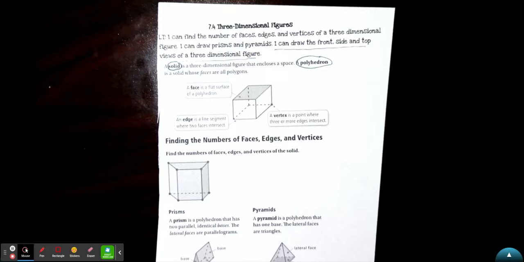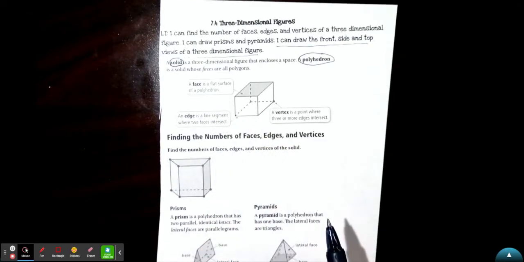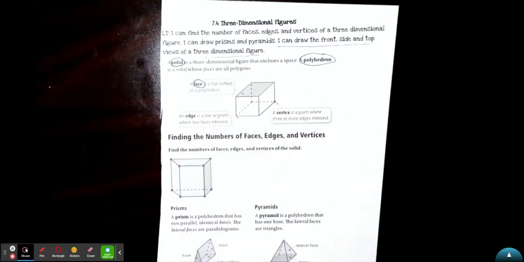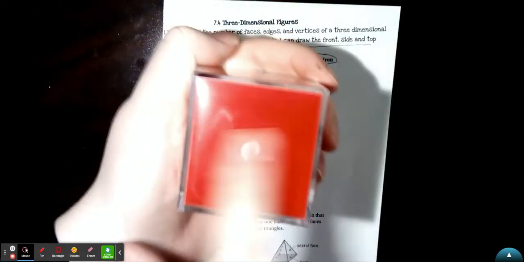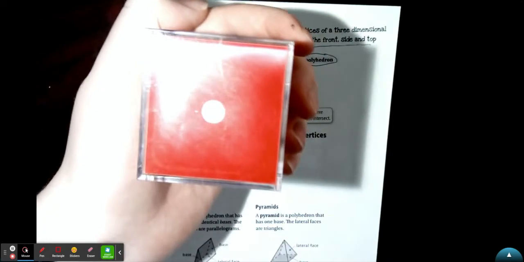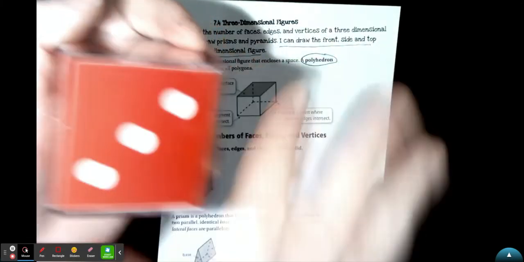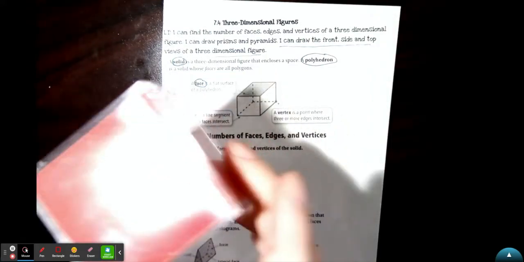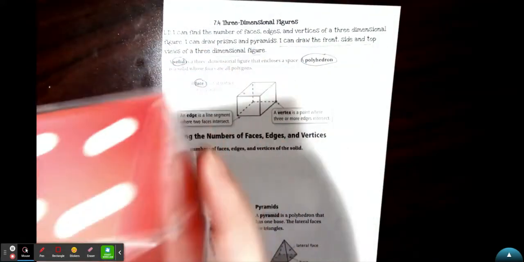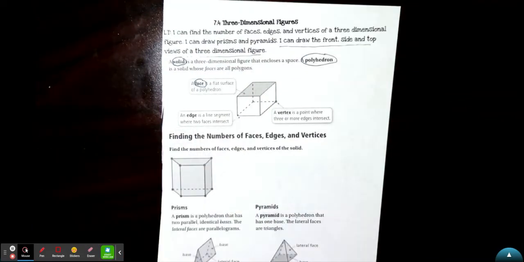Okay, so then we have a whole bunch of vocab right here. So a face is a flat surface of a polyhedron. So if I'm looking at a box, it's one of the sides of it, okay? So like this big plastic die right here, this whole thing is a face. How many faces would we have on this shape? 6. Yeah, there's 1, 2, 3. We would commonly call these sides, right? Yeah, so 6 faces.